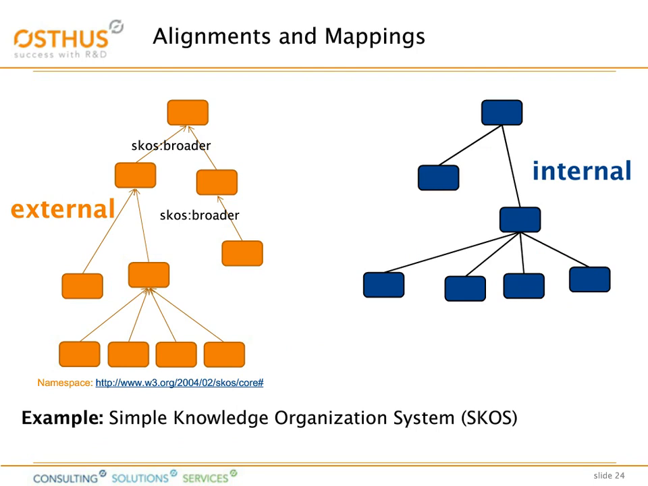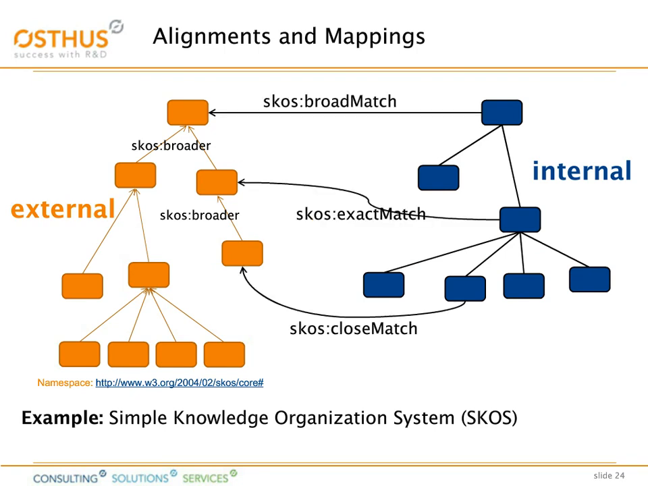What we commonly see at our clients is that they already have their internal coding system. In order to bridge the gap to external systems, you will have to define mappings that align your internal terminology to the external world. The Simple Knowledge Organization System, short SKOS, provides a vocabulary exactly for defining these kinds of alignments and mappings.